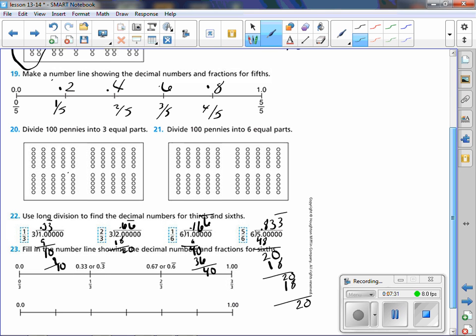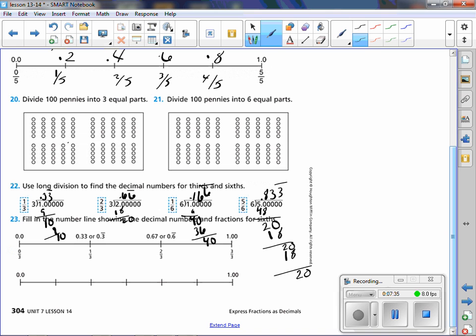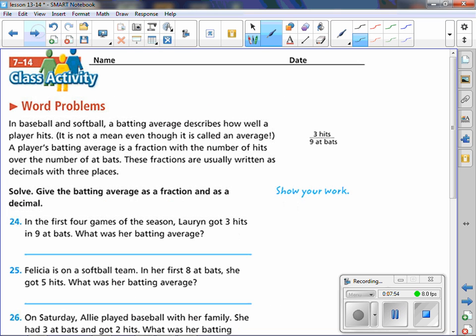So you can fill those sixths into your number line down below here. Pause the video if you need to do that. 0/6, 1/6, right? 2/6, 3/6, 4/6, 5/6, and 6/6. And then you can match up the decimals from up top on that one. Okay, so let's go on and take a look at some word problems using this concept.